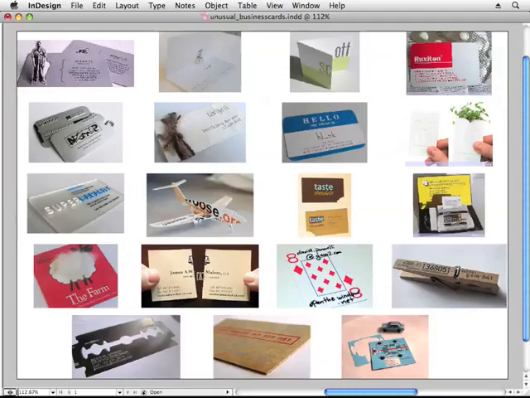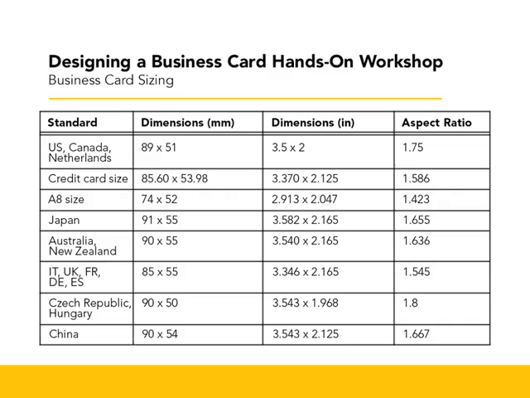Now, I said a 3.5 by 2 inch rectangle, but there are variations. Business card sizes vary around the world, and this diagram has the common business card sizes. In continental Europe, it may be a credit card size or an A8 size rectangle, but I'm going to be working with the standard US size, 3.5 by 2 inches. So now that we've determined our size, the next thing we want to think about is the orientation of the business card.